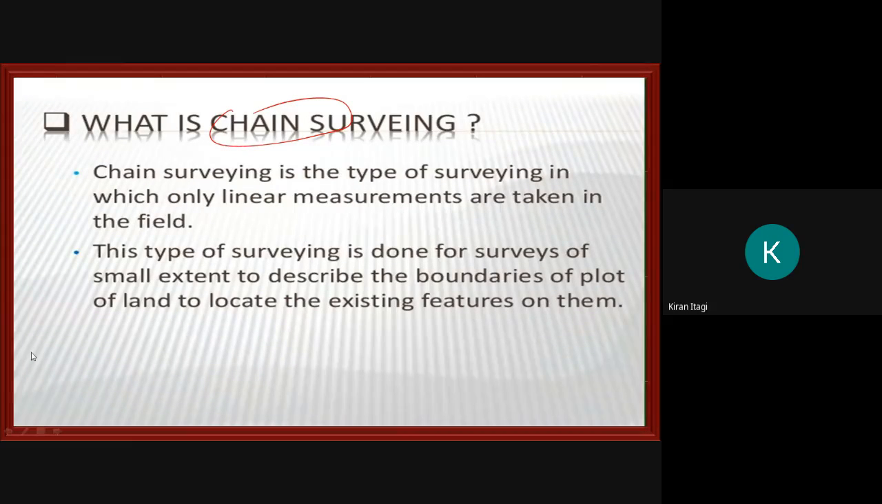So we will see what is chain surveying. Chain surveying is a type of surveying in which only linear measurements are taken in the field. With a chain, we can take only the linear measurement, that is, one dimension, in one direction. Either it may be horizontal or it may be vertical. Linear measurements are taken in the field.